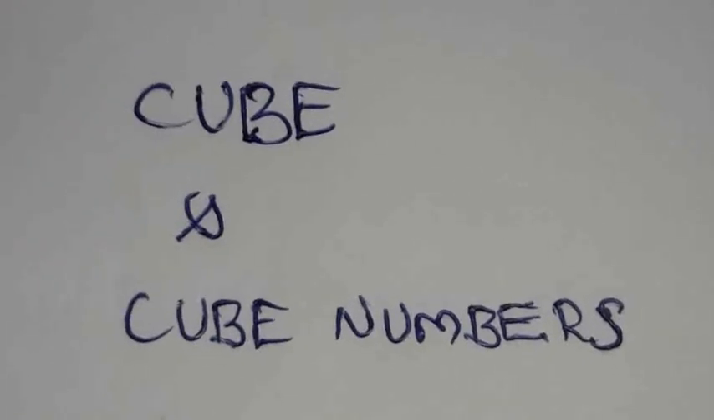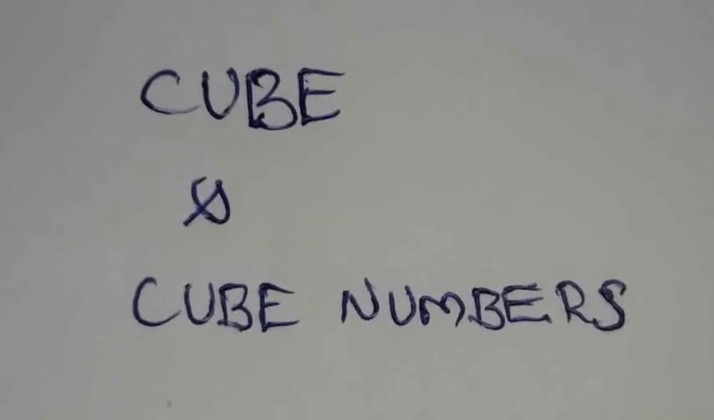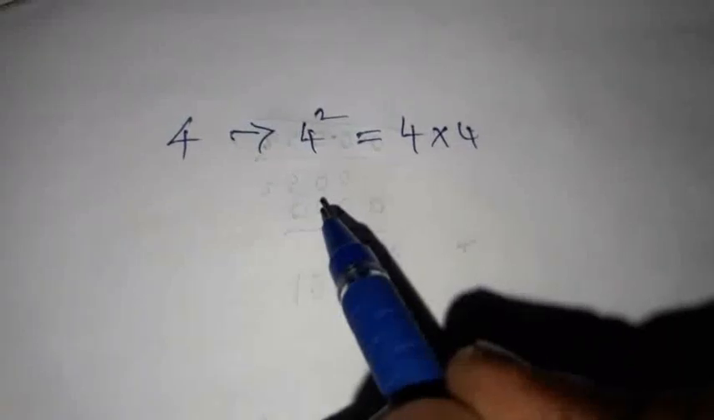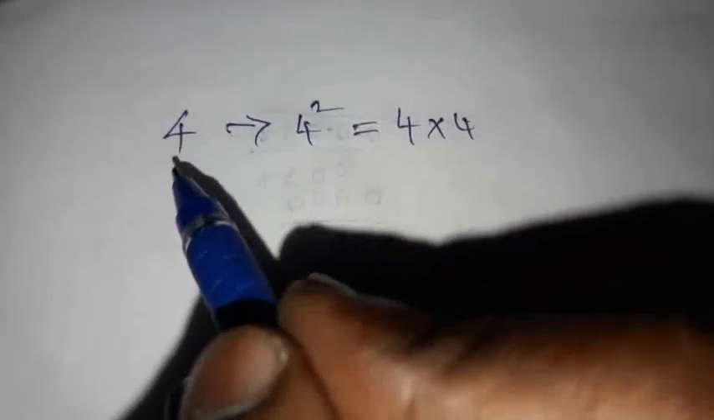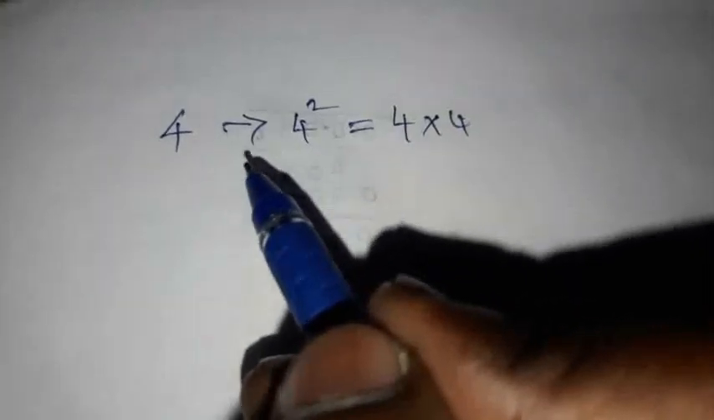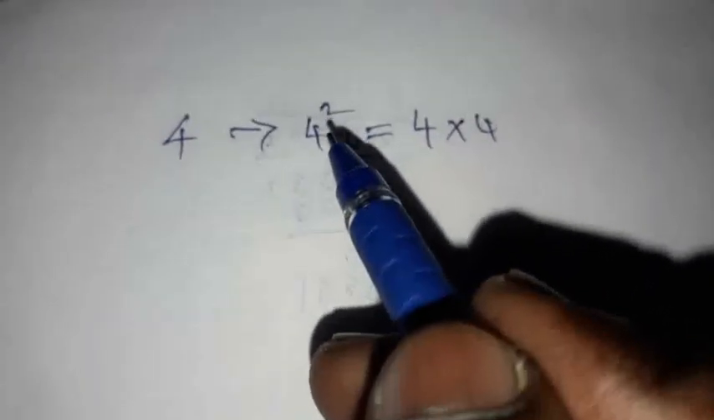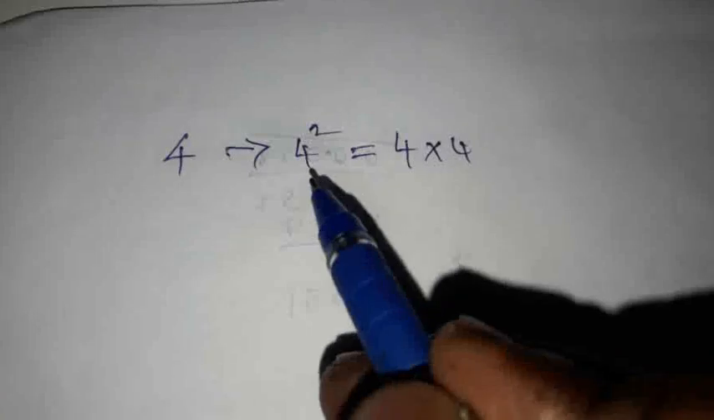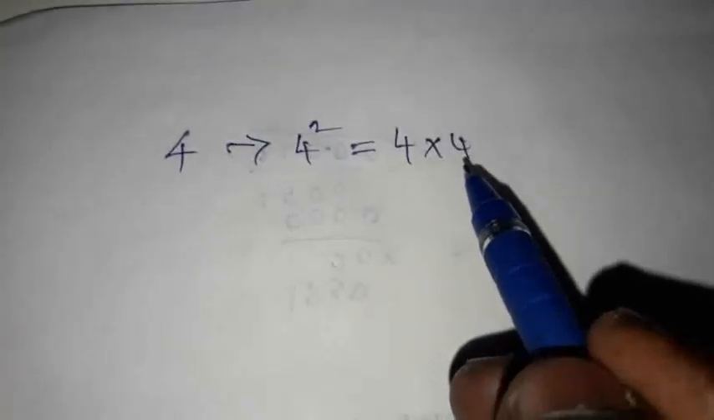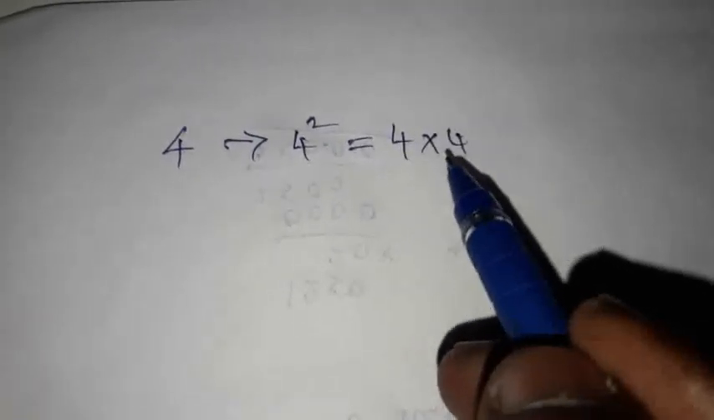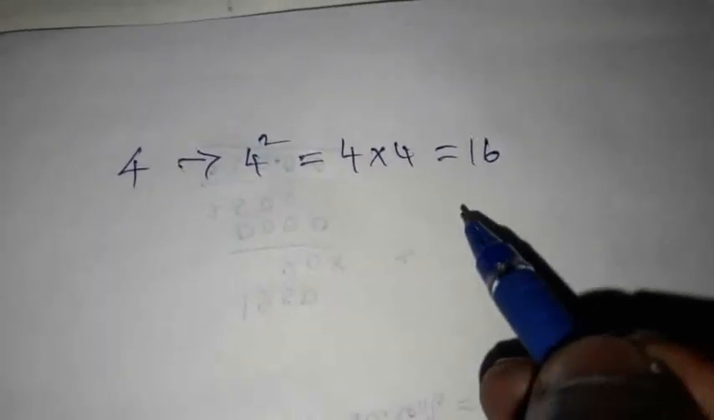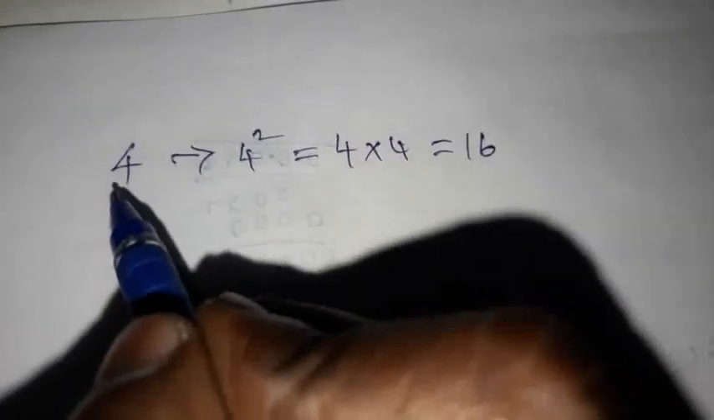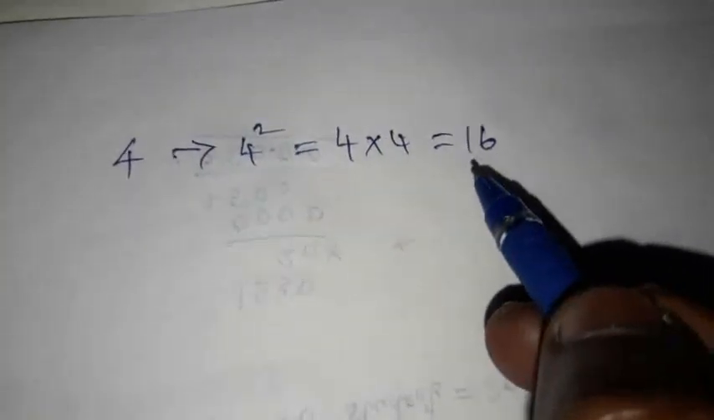Hello students, today we are going to see cube and cube numbers. Before that, I am going to recall square. Let us take a number 4 and its square notation is 4 square. 4 square can be written as 4 into 4. This is the product representation. 4 fours are 16. So the square of 4 is 16.